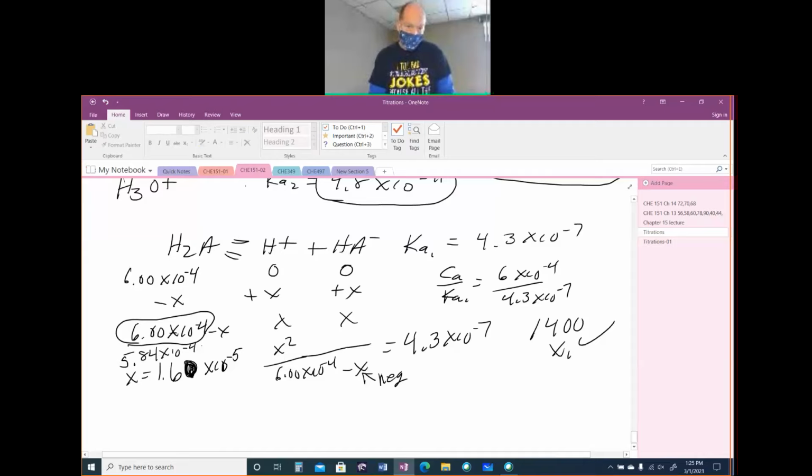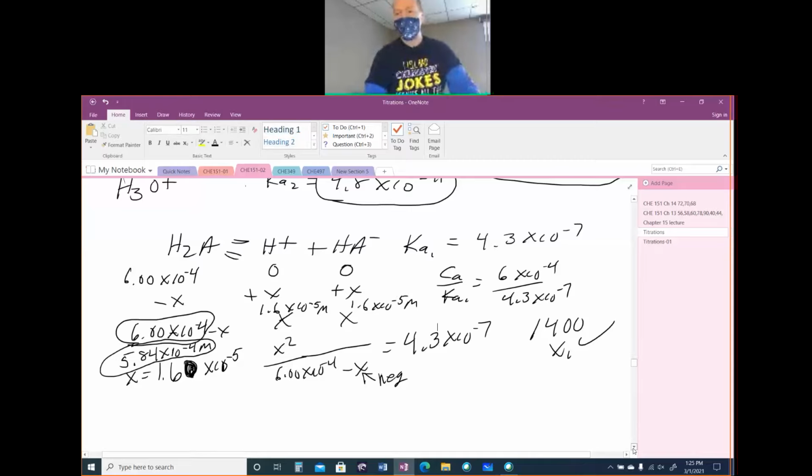times 10 to the minus 4 molar, which is odd since your CA over your KA was greater than 1,000. That pretty much means it's not supposed to change. All right, but that again is a rule of thumb, and that's what we're going with. If that is greater than 1,000, you don't have to check it. In this case, if we would have checked it, we would have got a different answer, at least at 3 sig figs. All right, and so we have 1.6 times 10 to the minus 5 molar for our H plus, 1.6 times 10 to the minus 5 molar for the HA minus.